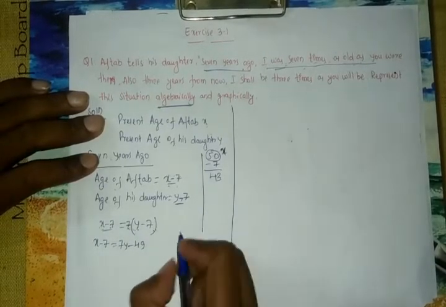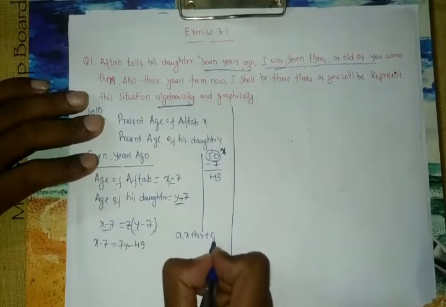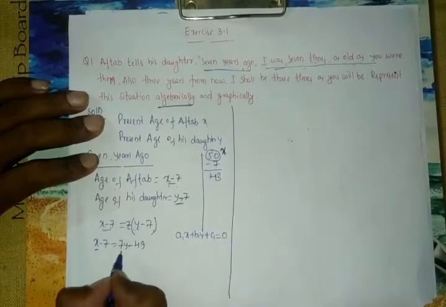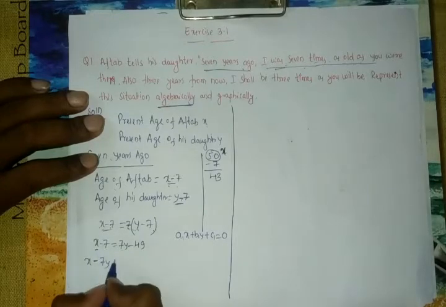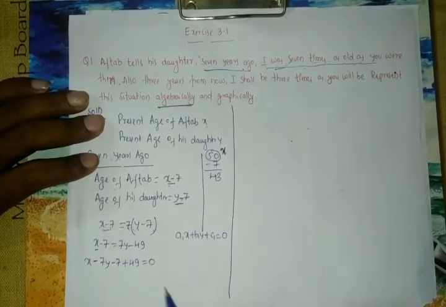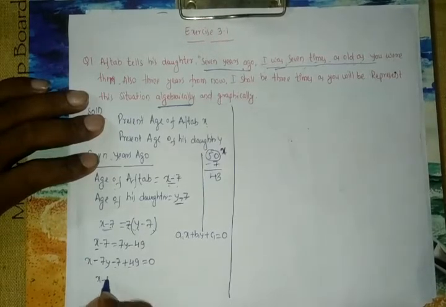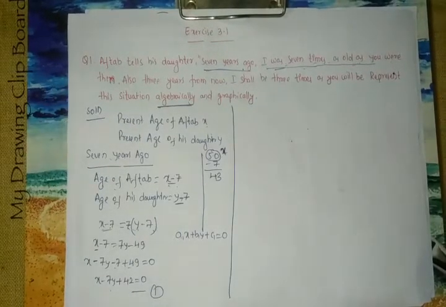Let us get the equation in standard form, which is a1x plus b1y plus c1 equals 0. So you bring 7y to the LHS, it will be minus 7y. Minus 7 and when you take 49 to the LHS, it will be plus 49. So minus 7 plus 49 is plus 42. We got one equation: x minus 7y plus 42 equals 0.